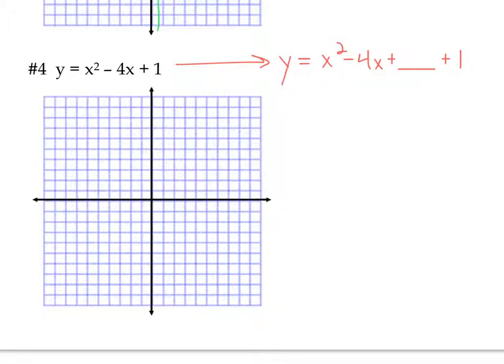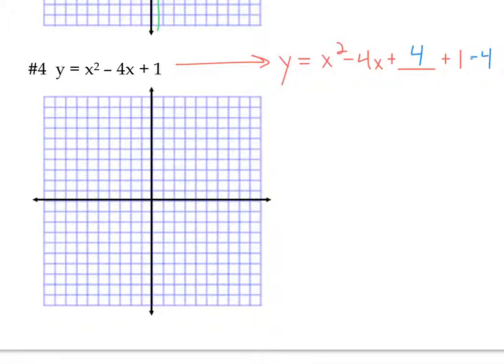Okay, we can't just ignore that. So if you recall, we want to take this b value and divide by 2, and then square it, and that's what will go here. So negative 4 divided by 2 is negative 2, squared would be a 4. So we're going to fill in a 4 here. We can't just add a 4 just because we want to. So if we also subtract 4, now it's like we added 0 onto that side. We added 4 and subtracted 4.